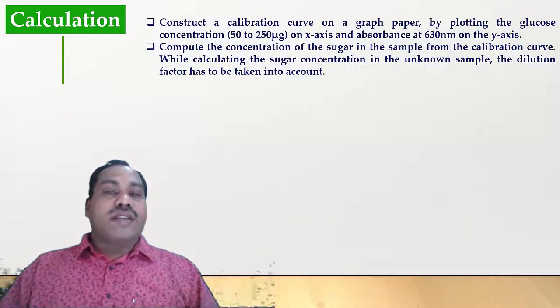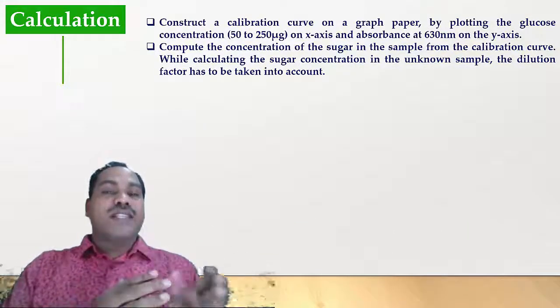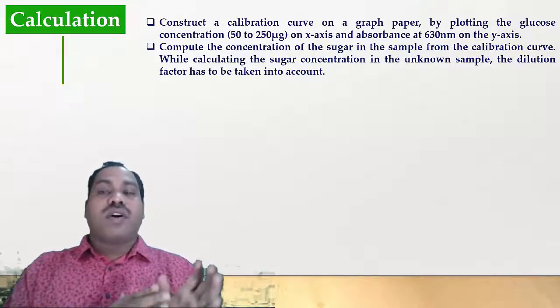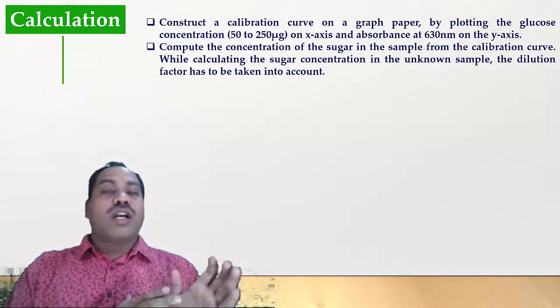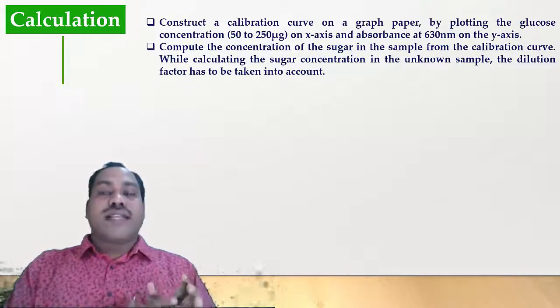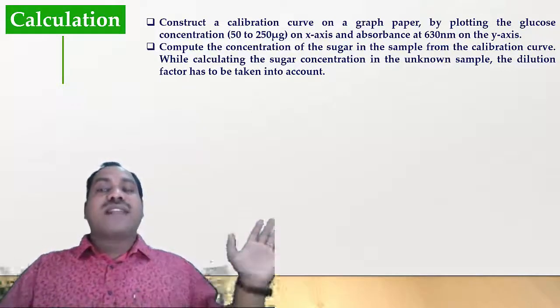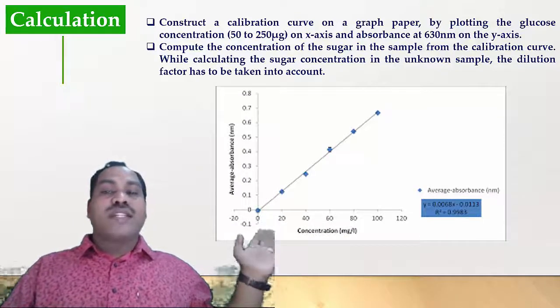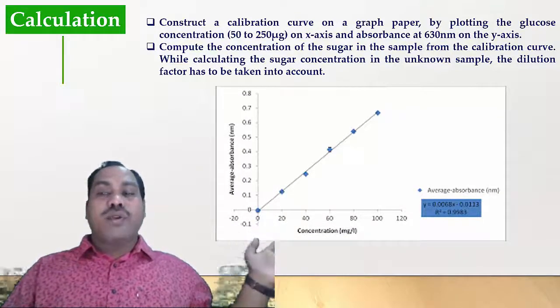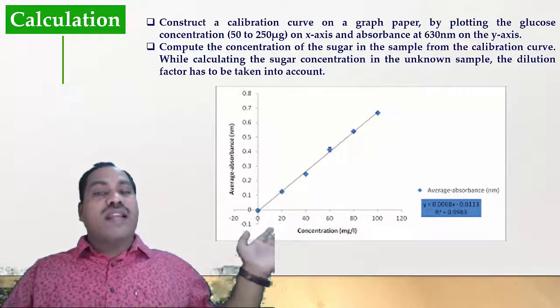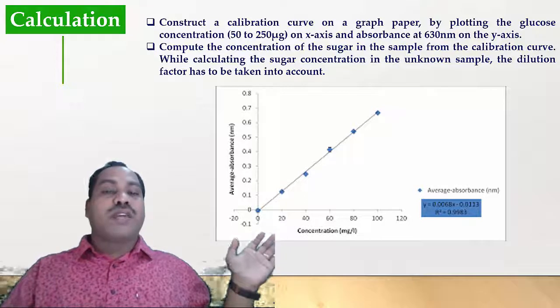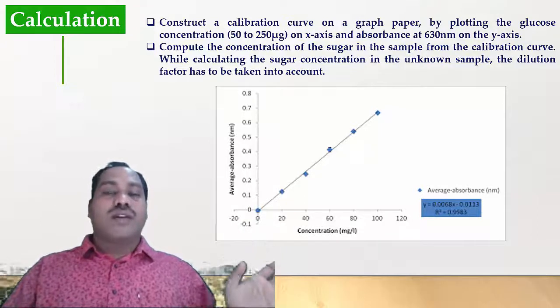Then the calculation. After measurement of the absorbance, construct a calibration curve on graph paper by plotting the glucose concentration on the x-axis and absorbance at 630 nanometers on the y-axis. Then compute the concentration of the sugar in the sample from the calibration curve. While calculating the sugar concentration in the unknown sample, the dilution factor has to be taken into account.